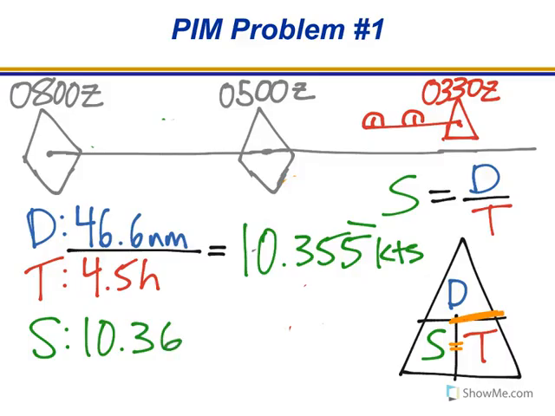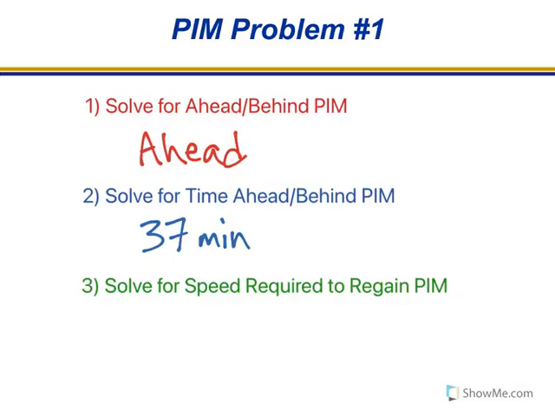For rounding, we recommend that you leave it out to 2 digits, like we did. We recommend that you don't round when doing an ETA problem or speed required problem or PIM problem until the very end. And there we go. We solved for the speed required to regain PIM.